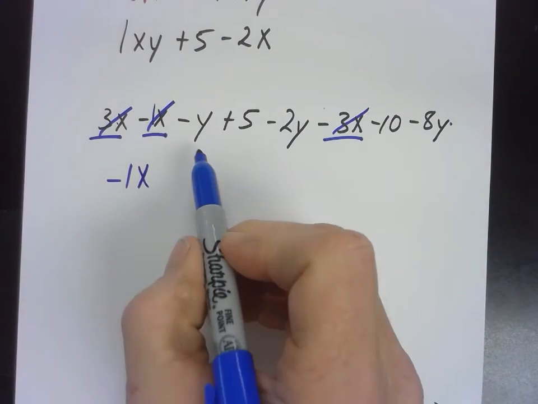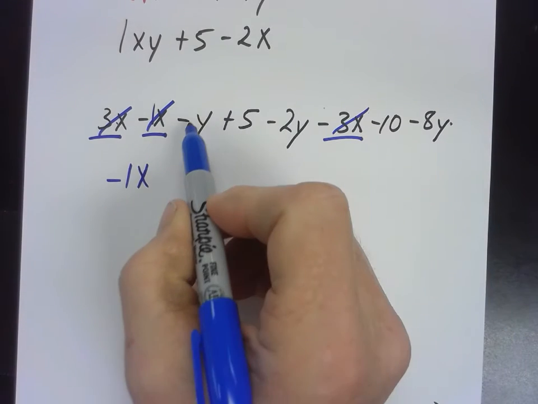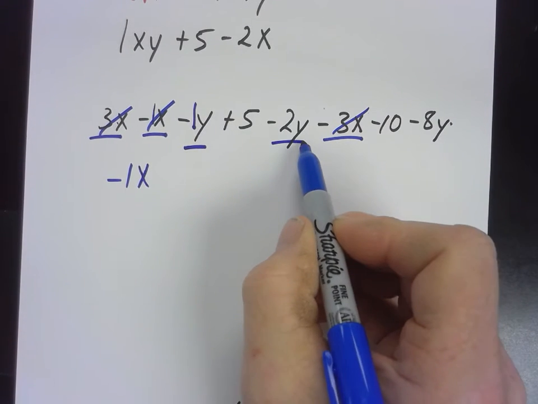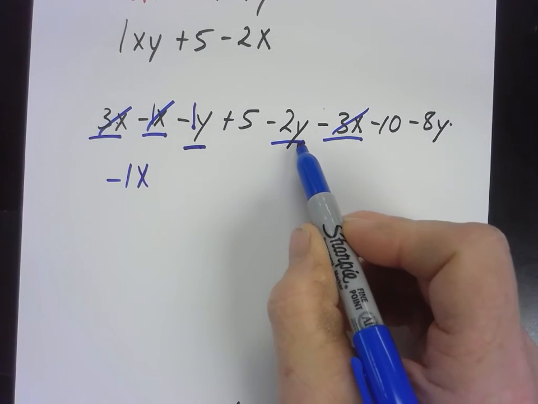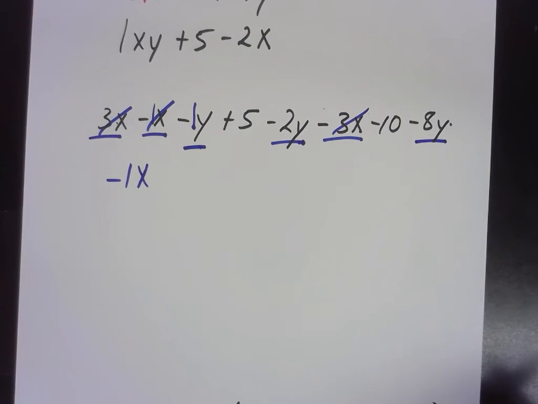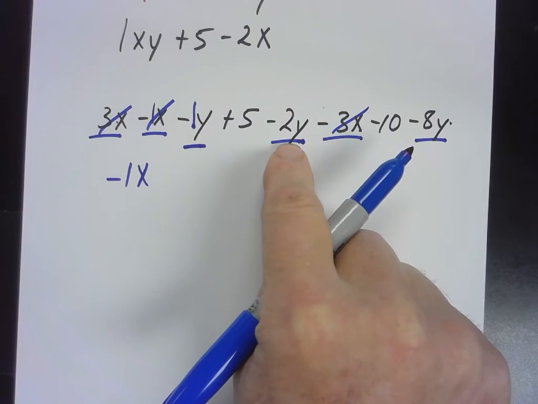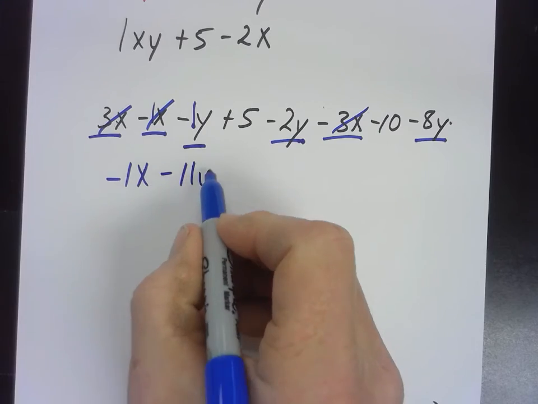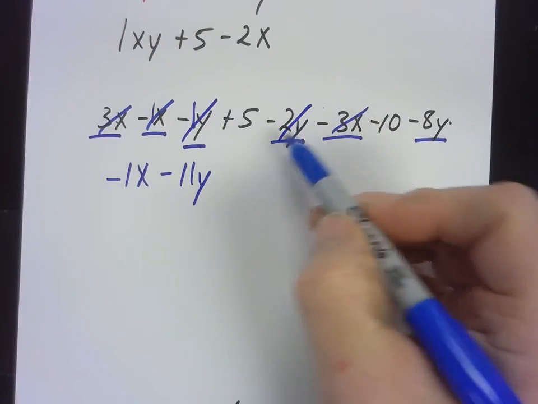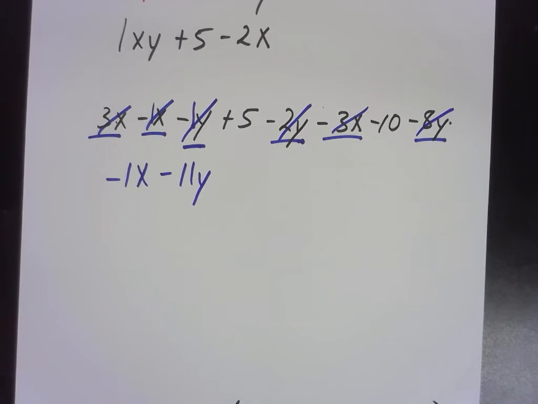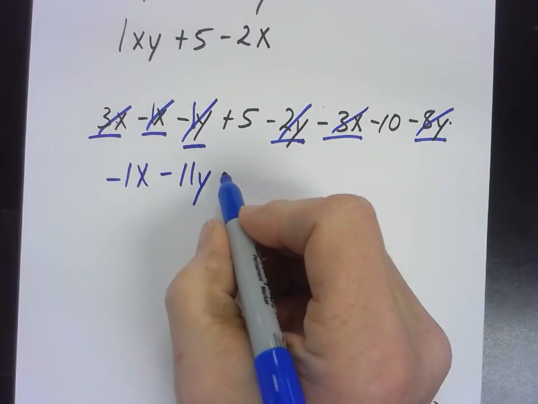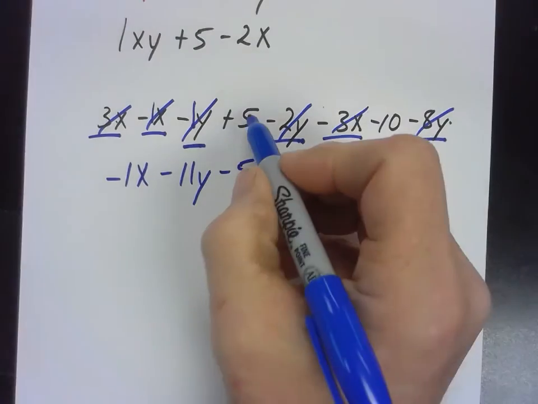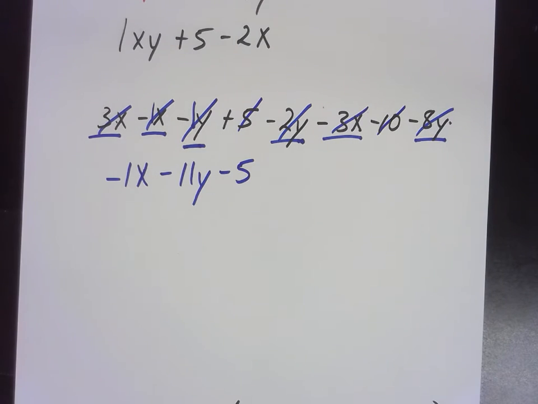Then I just keep going down. Okay, I've got a -1x, and I've got a -2x, and I've got, oh, sorry, y. -1y, -2y, and -8y. Those are all like terms, aren't they? So we can put those together. -8 and -2, so -11y, that's right. So all three of those add up to -11y. And then what about the 5 and the -10, the constants? Yeah, that's just -5.